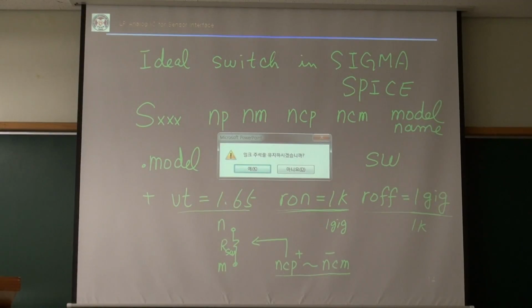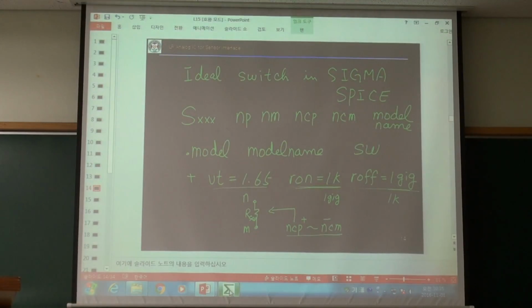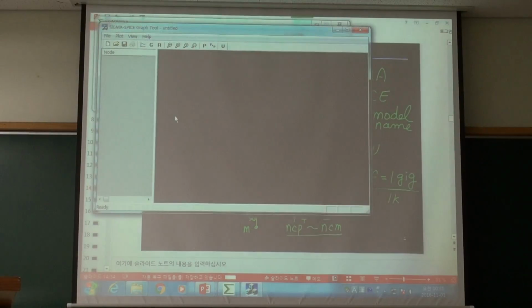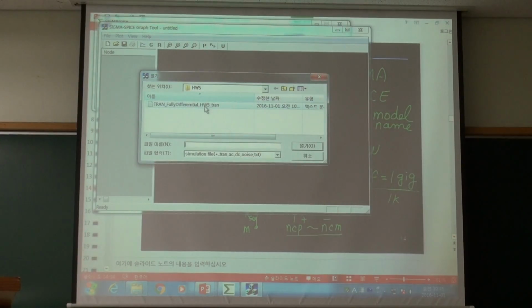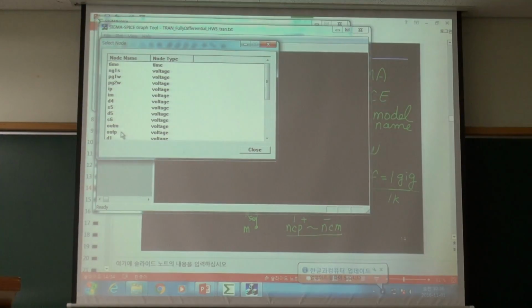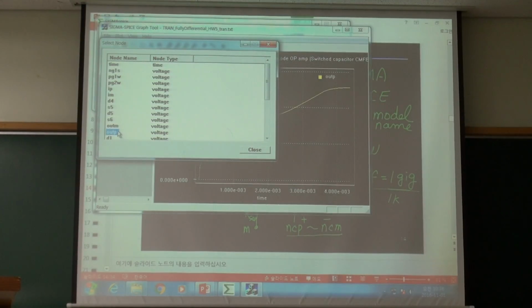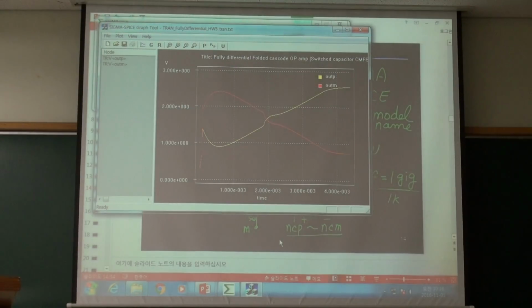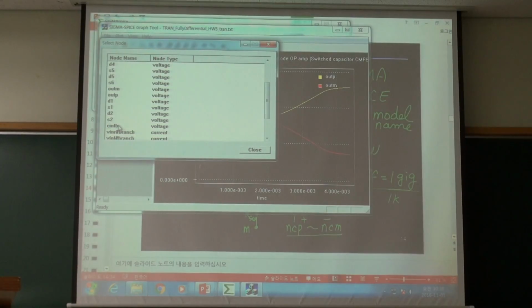Oh, actually, has the simulation ended? Oh yeah, it's done. Let's look at our simulation result with the ideal CMFB. Do I get the same result or not? Oops, I have a similar result, but not good. That's no good. How come? Where is my CMFB? Looks like I made some mistake somewhere.